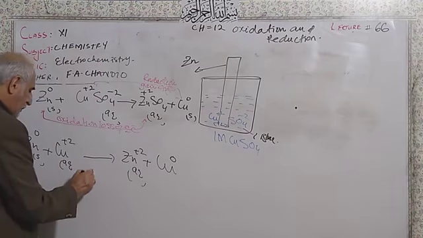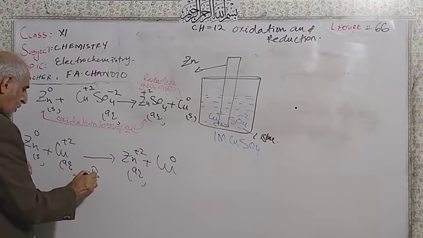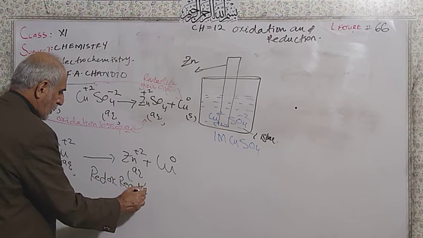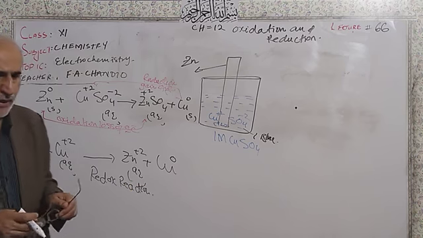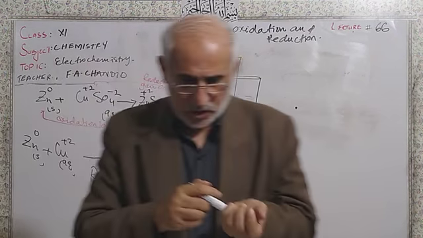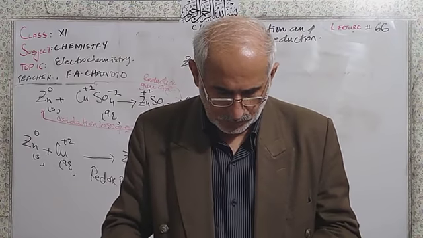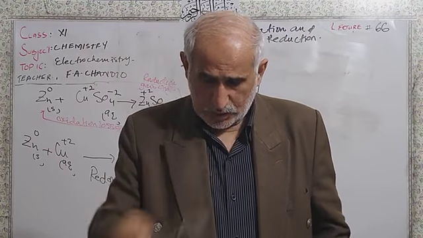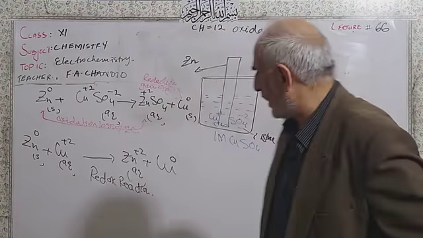So this is the redox reaction we have here. If there is both oxidation and reduction, in the redox reaction, loss of electrons and gain of electrons take place.